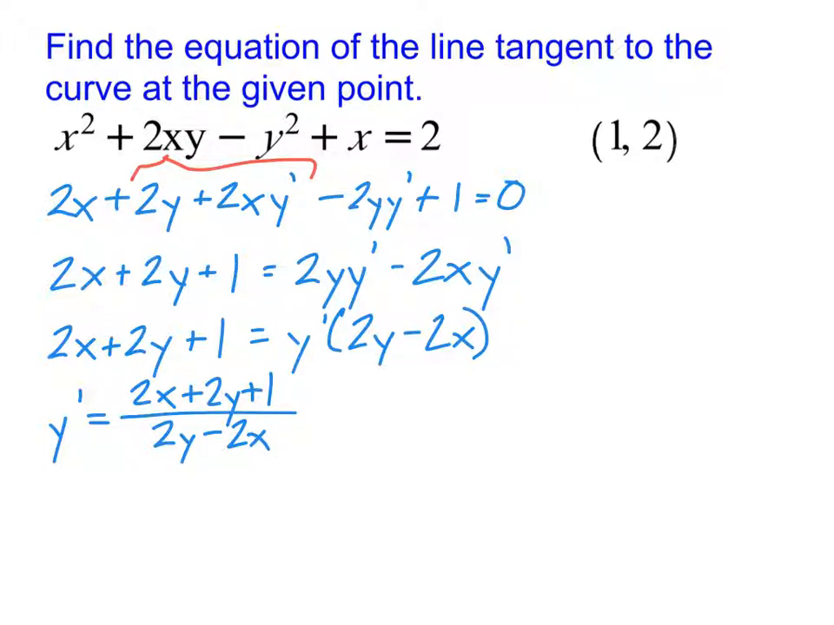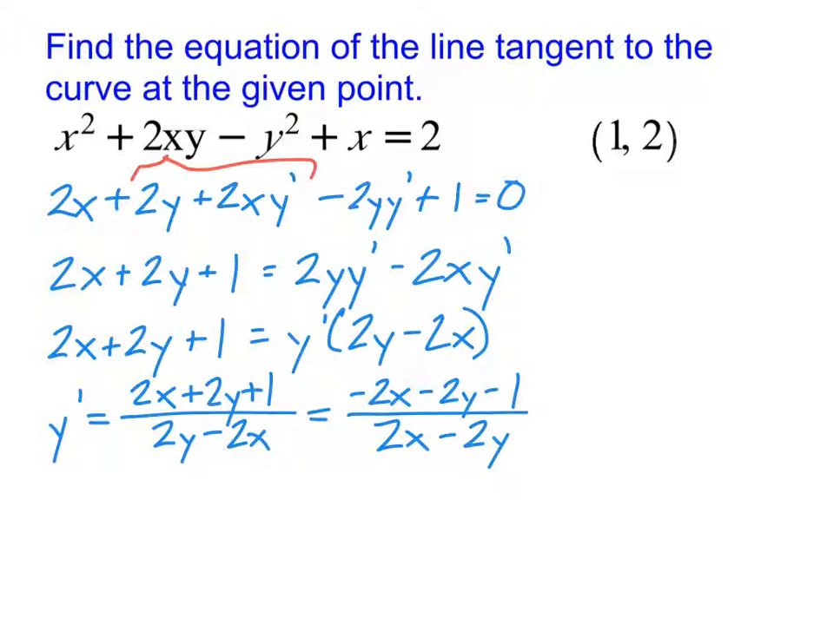Now, if you had done it the other way and had your y primes on the left side and moved everything else to the right, you would have ended up there. Which, notice, is the exact same thing as the previous one that I ended up with, just every single sign is switched. So if every sign on both top and bottom is switched, it's still equivalent to the same thing.